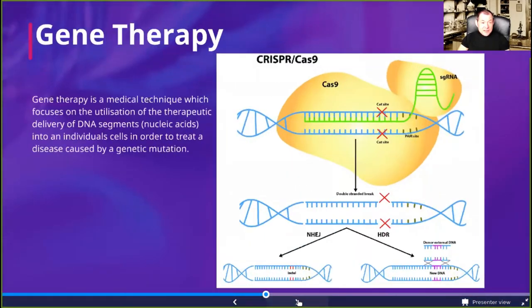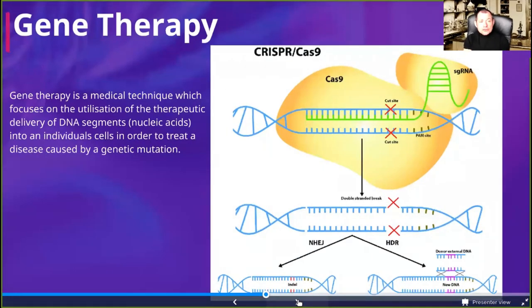So let's delve into that. First of all, gene therapy. Now, gene therapy is a medical technique which focuses on the therapeutic delivery of DNA segments, so nucleic acids, into an individual's cells in order to treat a disease caused by a genetic mutation.